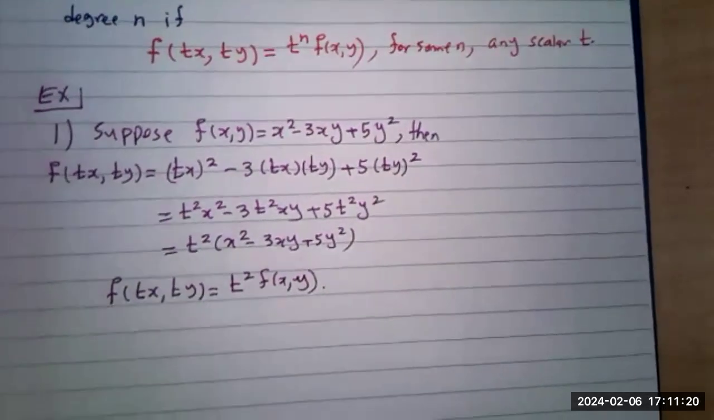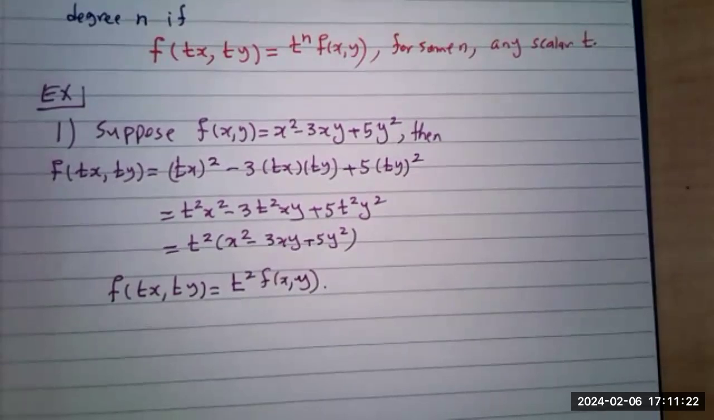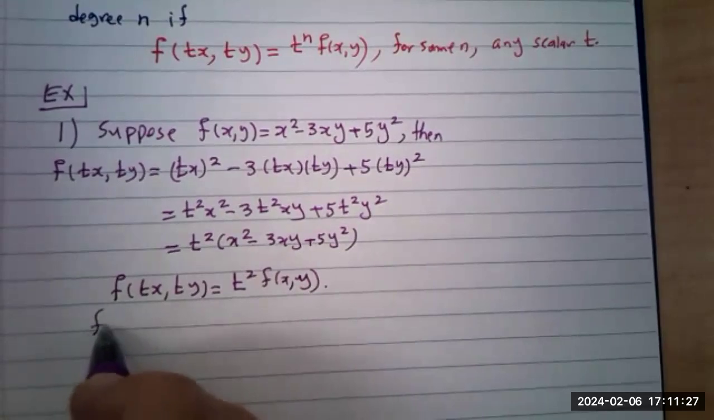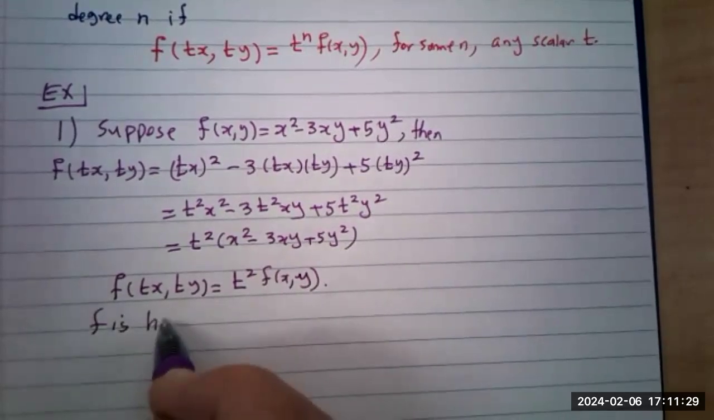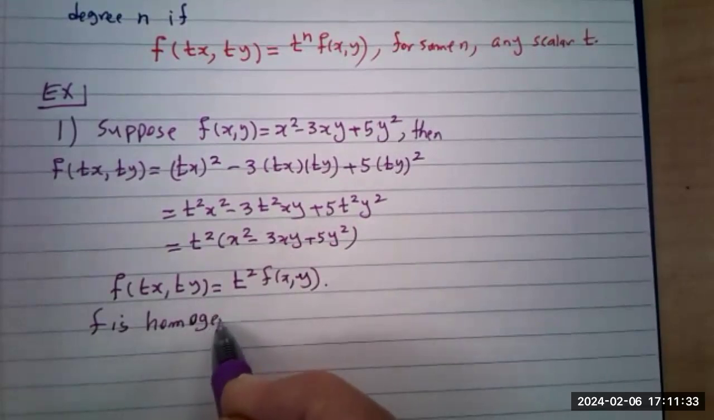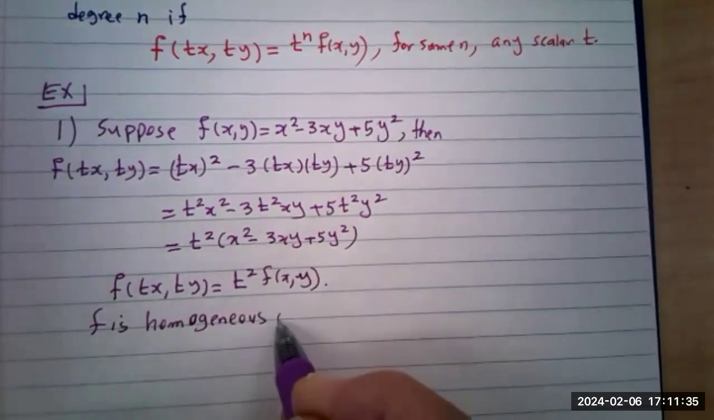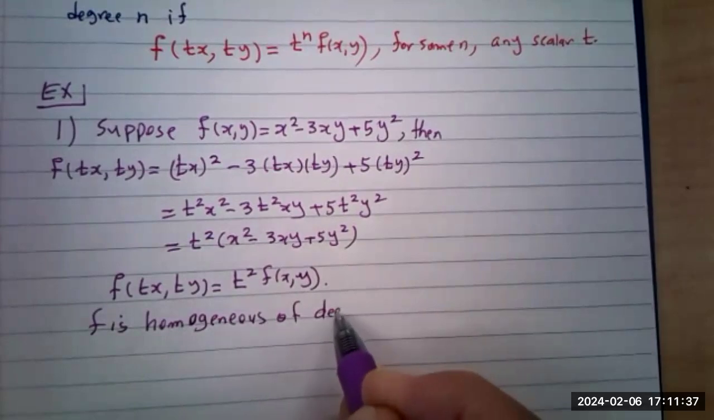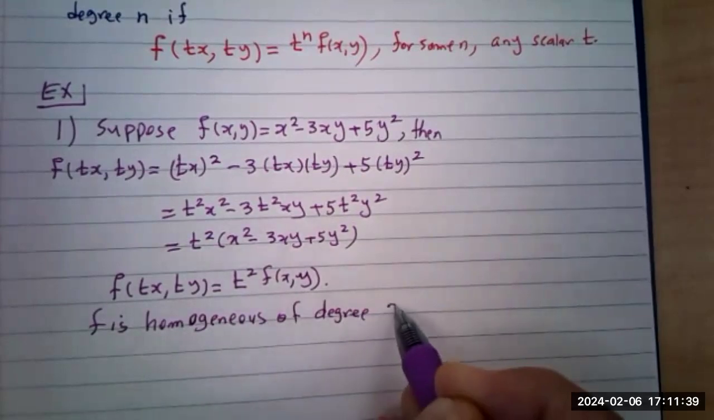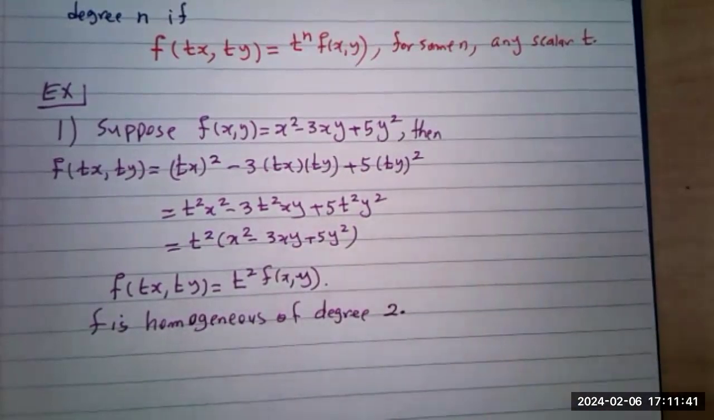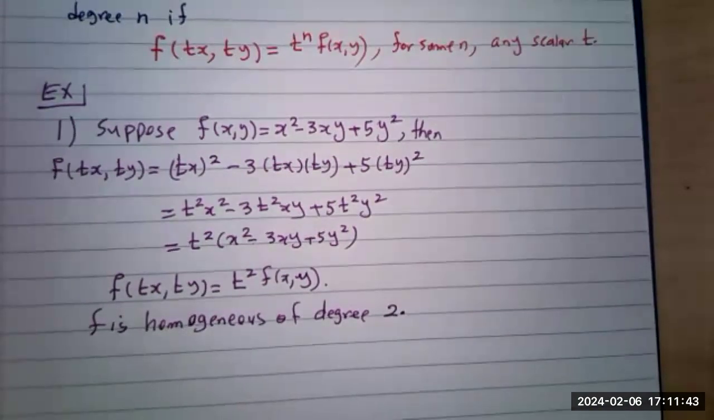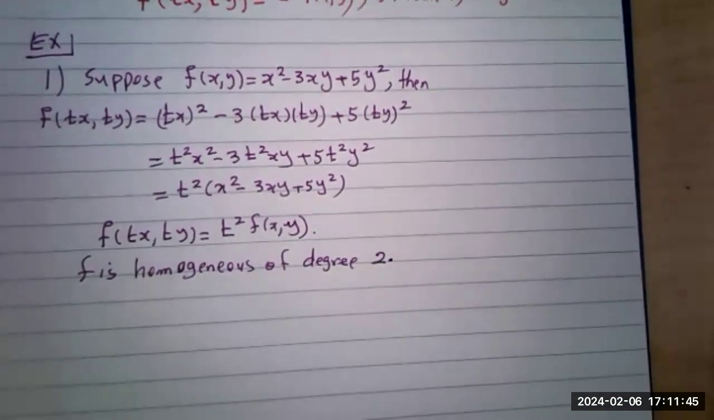So this function is homogeneous. It's homogeneous of order 2. So f is homogeneous of degree 2. This is the sort of function that we have, so quickly we can identify it.